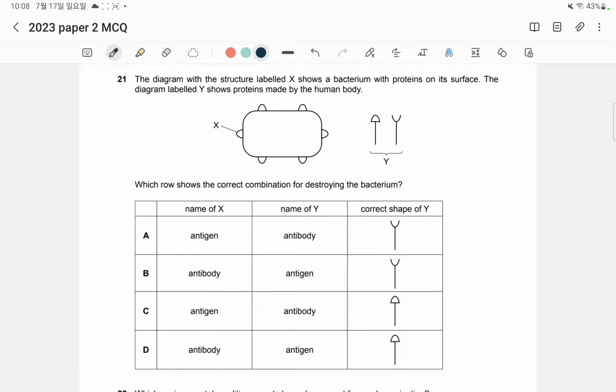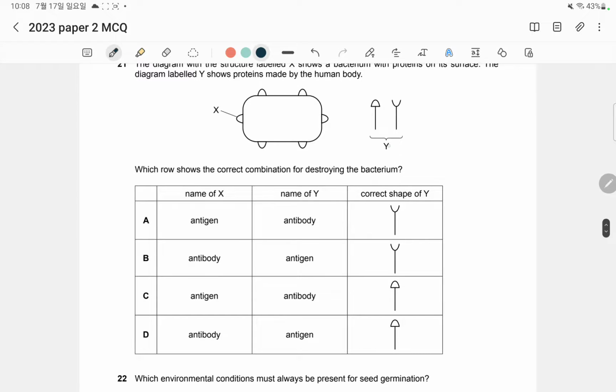Okay, number 21. So these are the antibody which are produced from the white blood cells. And the antibody and the antigen of the bacteria must be complementary. So the shape of Y would be this pitchfork looking shape. And these are the antigen on the bacteria. So the correct answer would be A.